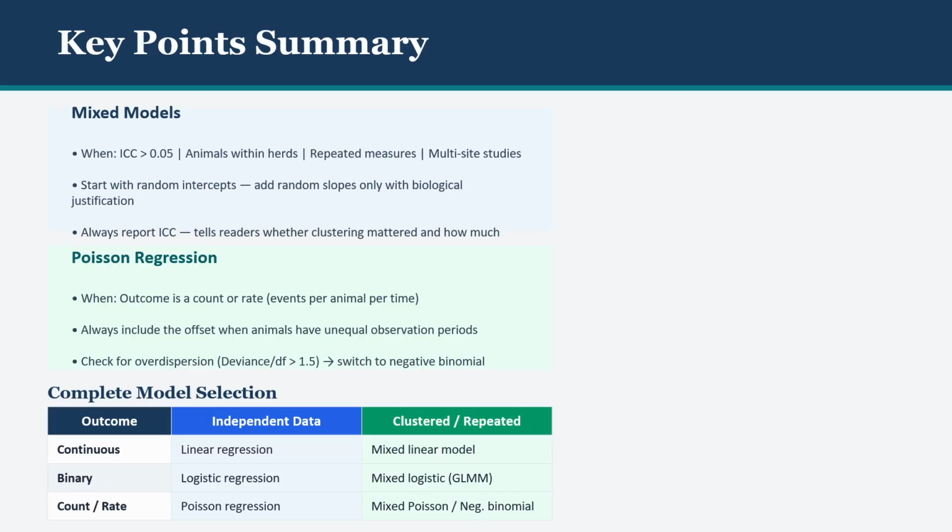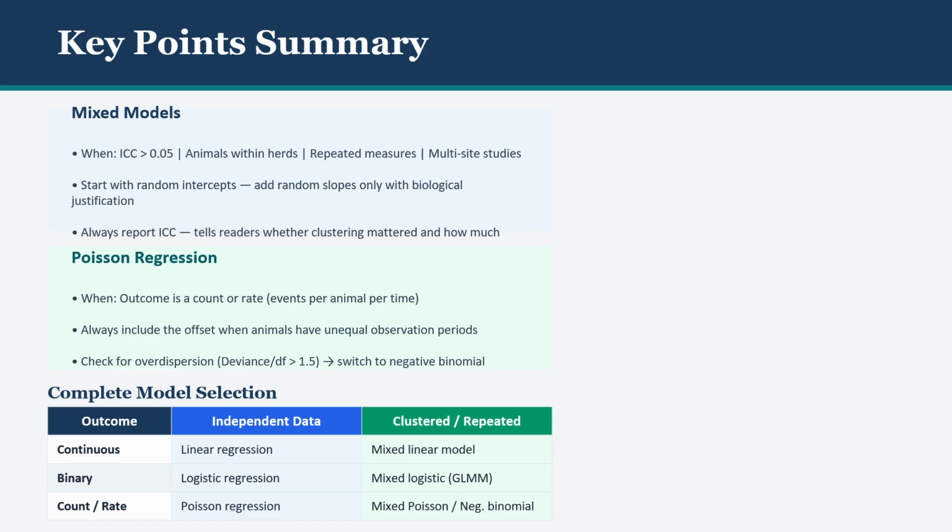The model selection table is the practical synthesis of this talk and talk D together. 2 dimensions: outcome type and data structure. Every regression analysis you'll encounter in veterinary research fits somewhere in this table.